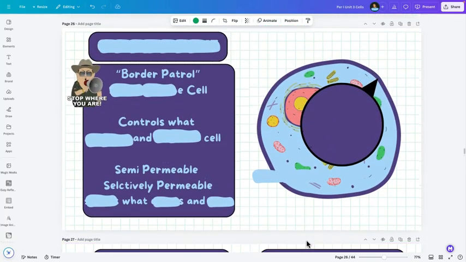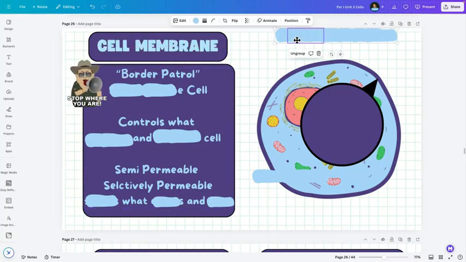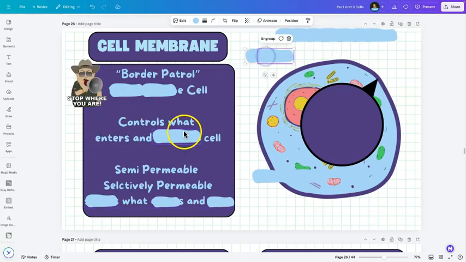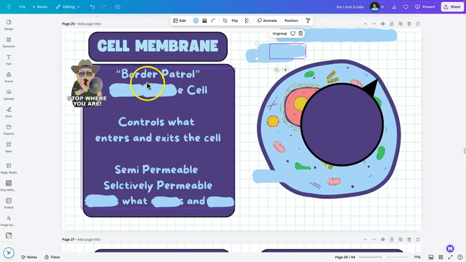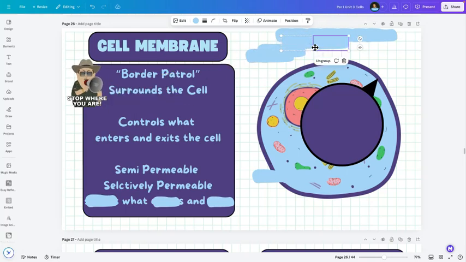The last organelle is the cell membrane. Why do we call the cell membrane the border patrol? Number one, it controls what enters and exits the cell. What else makes the name so unique? It's on the border. It surrounds the whole cell. So the name border patrol describes where it's located and what the function is.